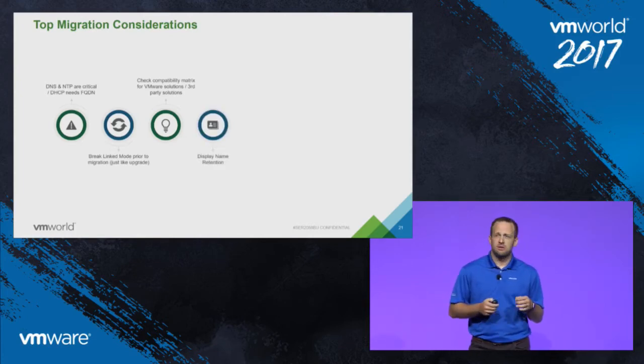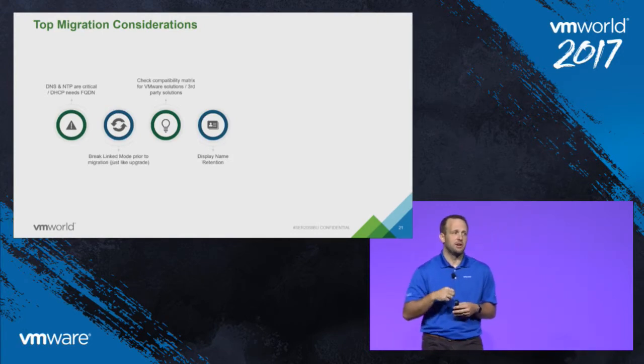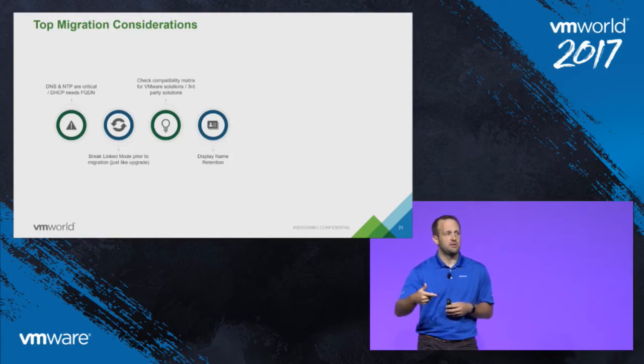Display name retention. Especially if you do a migration from Windows Virtual Center to a Linux appliance, you're deploying a new Linux appliance, a new VM in the data center. If you want to keep the original machine name, the display name inside of Virtual Center, not the domain name, after the upgrade you need to go back and change it to that name so that you keep your VMs in line.